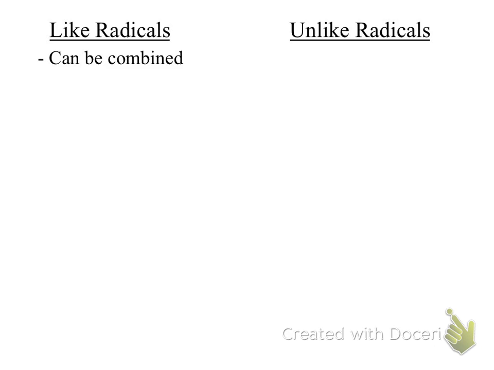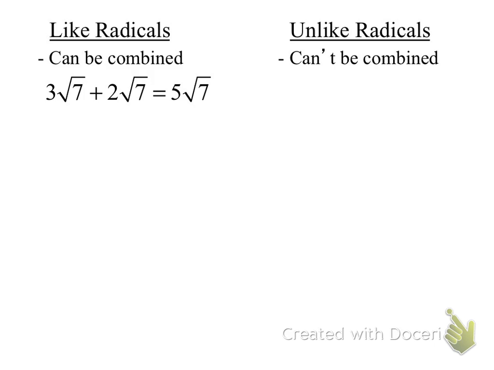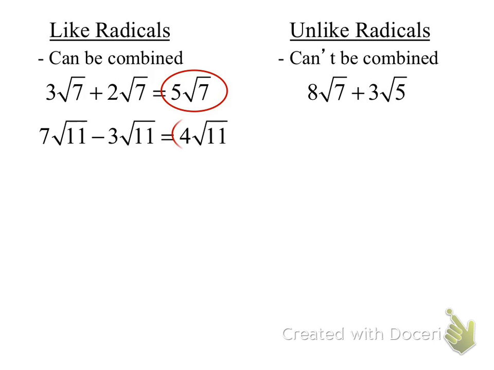Okay, so just talking about like radicals versus unlike radicals, just like variables. Like radicals can be combined. Unlike radicals can't be combined. Here's what they look like. Here's what they don't look like. Here's what they look like when they're unlike. Now, notice when I have 6 minus 2, it's not just a 2, it's a 2 radical 6. So I can't subtract that.